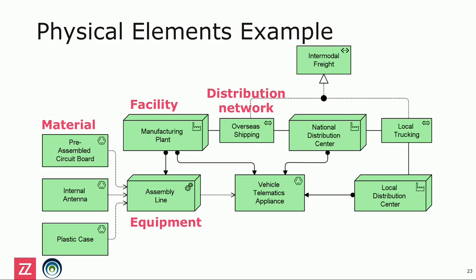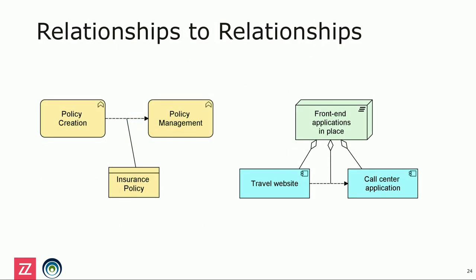And we see also that the end product is then shipped via overseas shipping and local trucking using a distribution network concept, which is also new in ArchiMate. So for physical distribution, you can now model that with a distribution network, not just communication networks, but really physical stuff. So this is a really physical example, the production of stuff. But we'll see a more Internet of Things-like example later on.